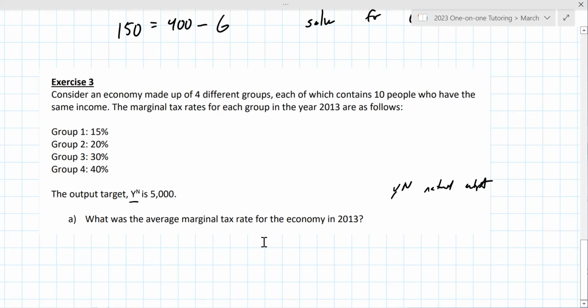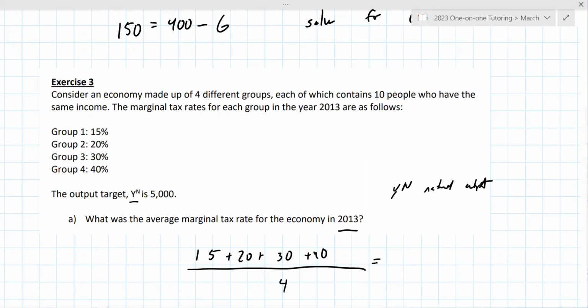What was the average marginal tax rate for the economy in 2013? Important thing here is that all the groups are the same size. If they were not, it would be a weighted average, but since they're all the same size, you can just add them up and divide by the number of numbers. You can work in percentages here, although typically you don't. But that does work for this type of problem. It's just a standard average, 26.25% according to the solutions. That makes sense.